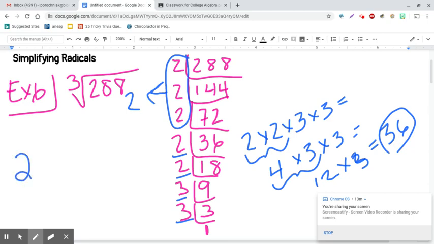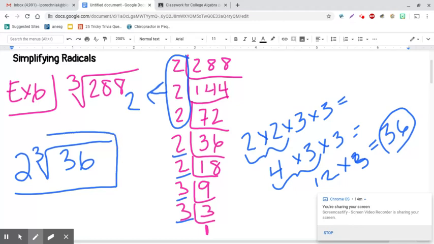So we're taking out a 2. We have to do our cubed root. Don't forget that tiny little 3, because the only thing we took out was a 2. Remember, that comes there. Cubed root stays. And what is going inside, stays inside, is 36. We are finished and all done. Whew. Good times, right?